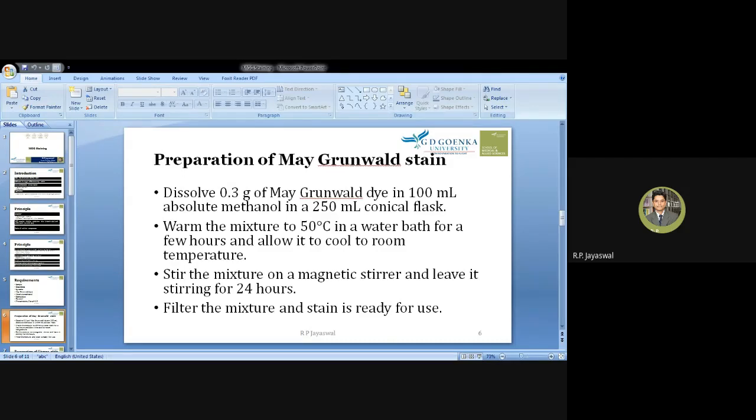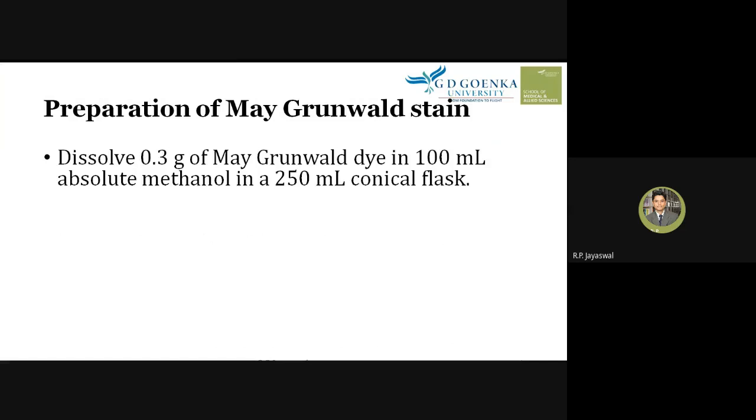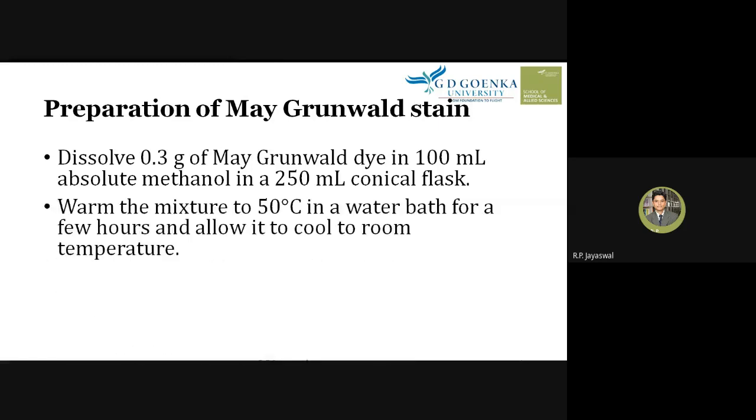So we are learning the instruction to prepare the May Grunwald stain. This is the first step: take 0.3 gram of the May Grunwald dye in 100 ml of absolute methanol. Warm the mixture to 50 degrees Celsius in a water bath for a few hours, and allow it to cool to room temperature. This step is done so that the proper dissolving of the dye takes place in the absolute methanol.